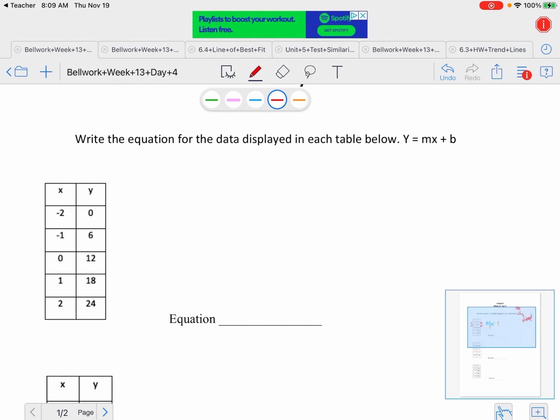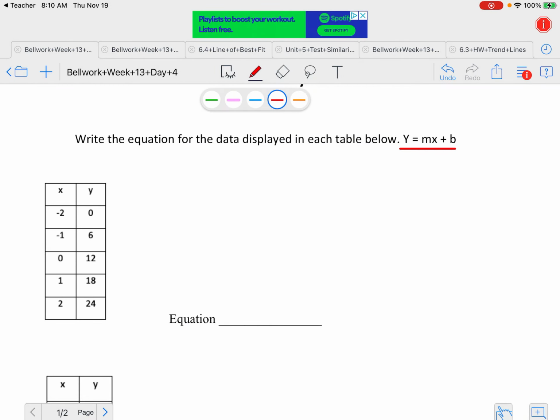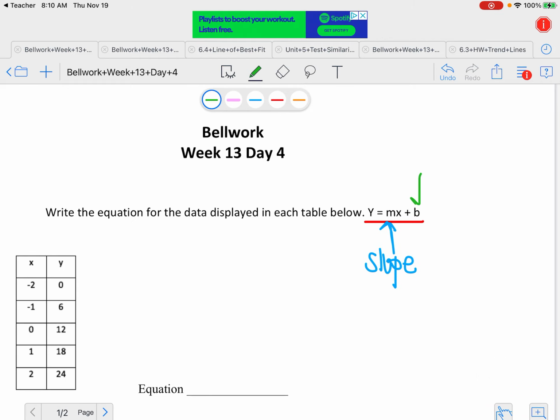Okay, today's Bellwork says write the equation for the data displayed in the table below. And our equation is going to go in the format of y equals mx plus b. So if we think back, the number that goes with x represents your slope. And the number that goes where the b is going to be our y-intercept. And also remember, when your x is 0, whatever the y value is, that is your y-intercept.